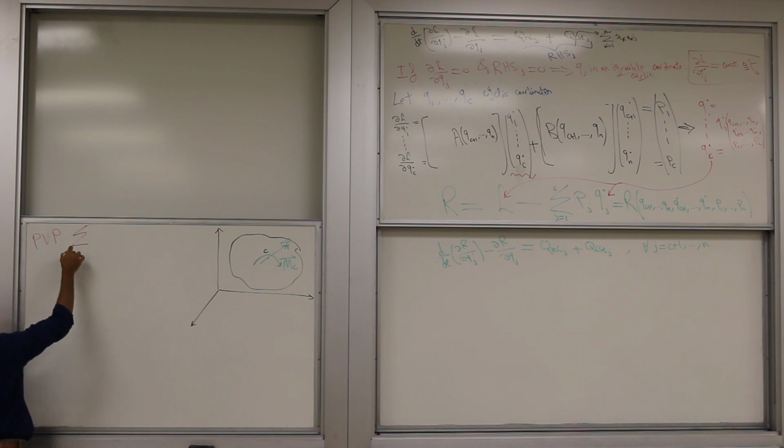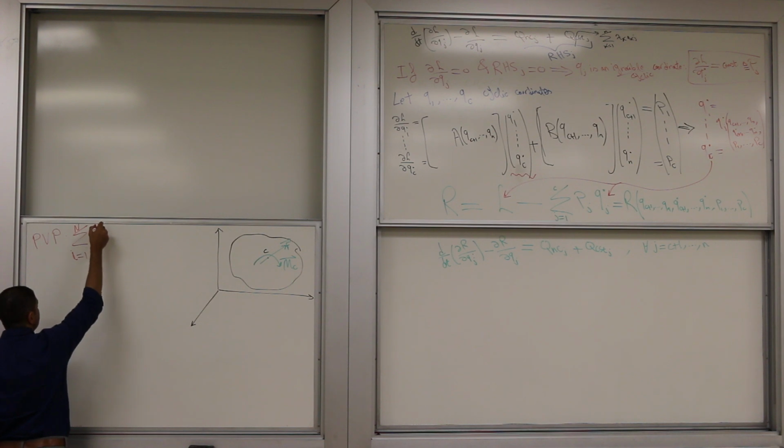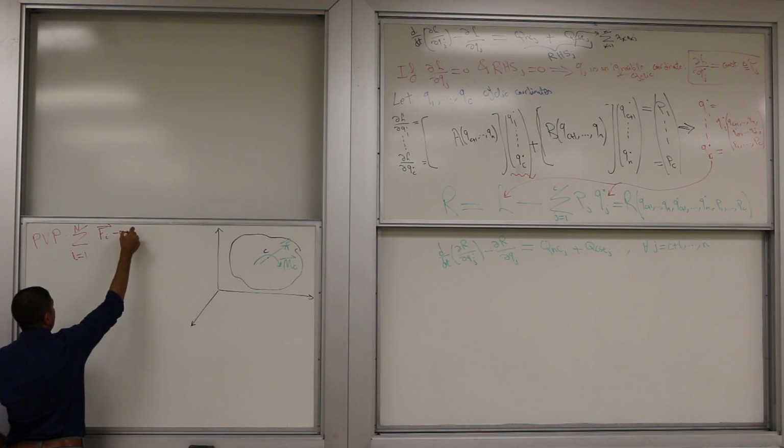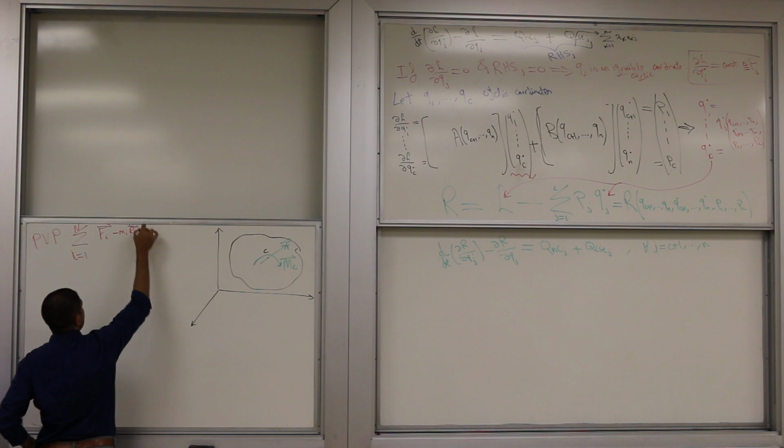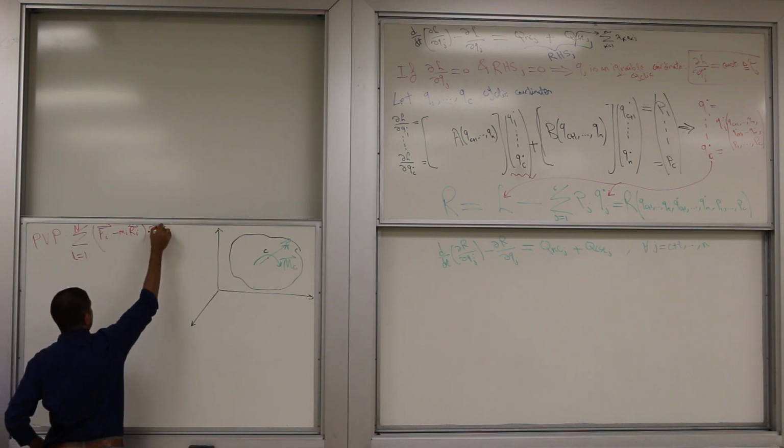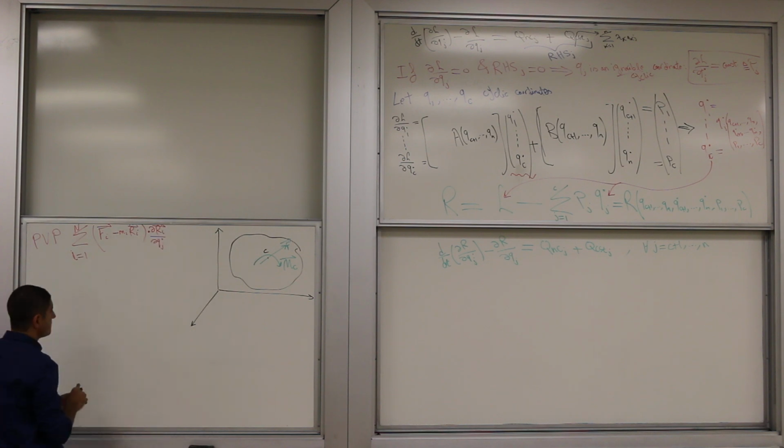This was the principle of virtual power: sum from j equals 1 to large n, i equals 1 to large n, number of particles or rigid bodies. And we have Fi minus mi ri double dot, dotted with the useful part of the equation of motion. So this is partial ri dot, partial qj dot, right? This should equal 0.